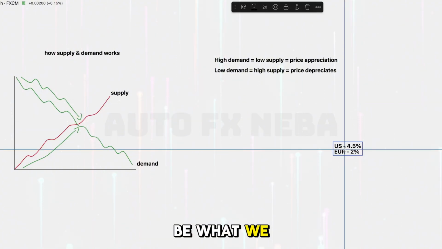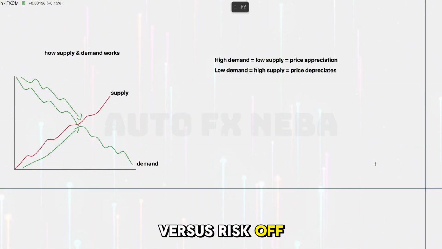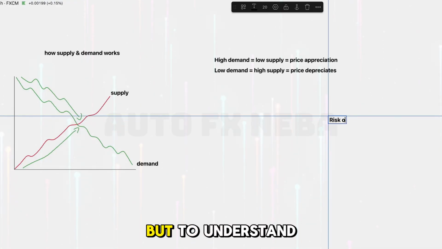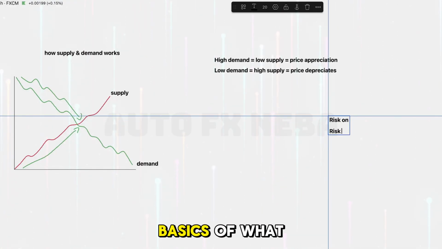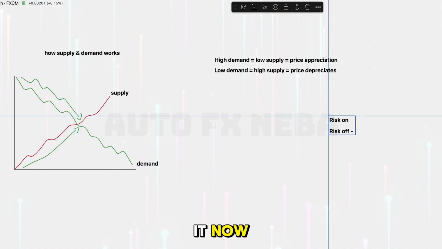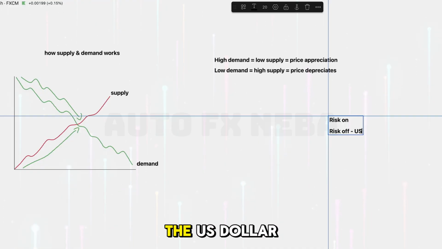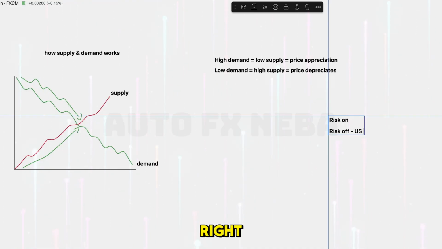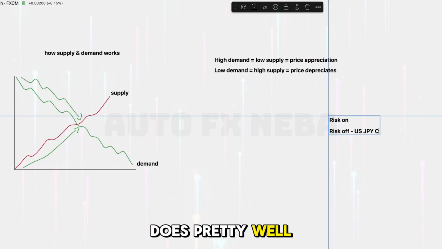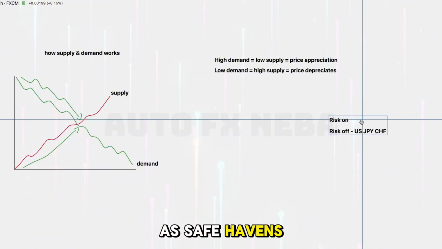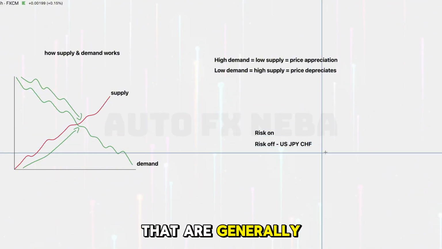Another one could be what we call risk on versus risk off, okay? I'm sure we'll go more into depth on these, but to understand just the basics of what drives currencies, we'll go through it now. So a risk off currency is a safe currency. Again, like the US dollar, safe haven currencies, right? The yen does pretty well. The Swiss franc, these are seen as safe havens, safe assets to put money in that are generally stable in hard times.